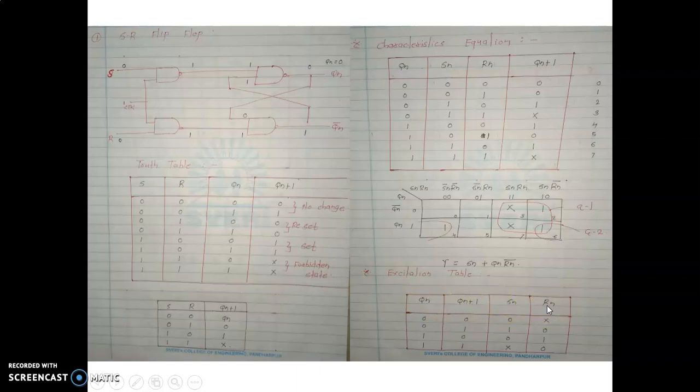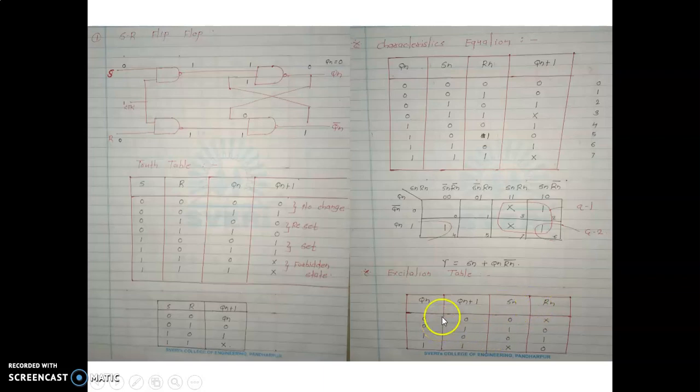Now how to draw the excitation table? Here the present state is Qn, the next state is Qn plus 1. Again we have to write the present state and next state with the help of binary digits. So we can write here 0 1 0 1 and then in Qn 0 0 1 1. Based on this present state and next state, we have to write the Sn and Rn. Now how to write it?